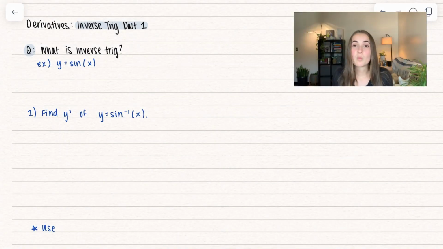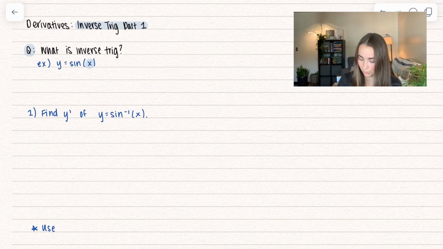First question of the day, what is inverse trigonometry? So if we have our example right here, y is equal to sine of x, how are we going to isolate x? Because remember, whatever is inside the trig is going to be the angle. So what if we wanted to find the angle? And the way that we do that is by taking inverse sine of both sides.